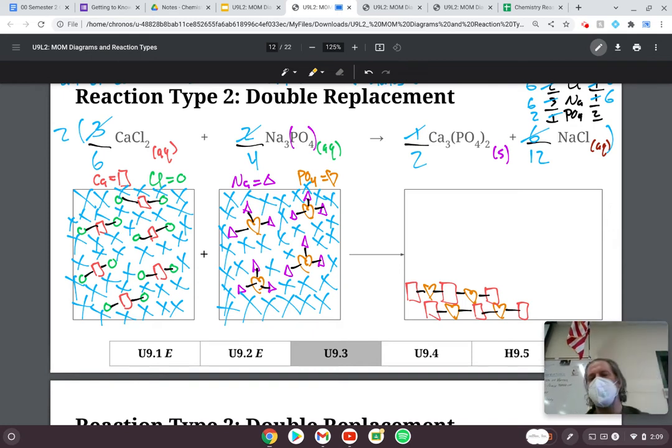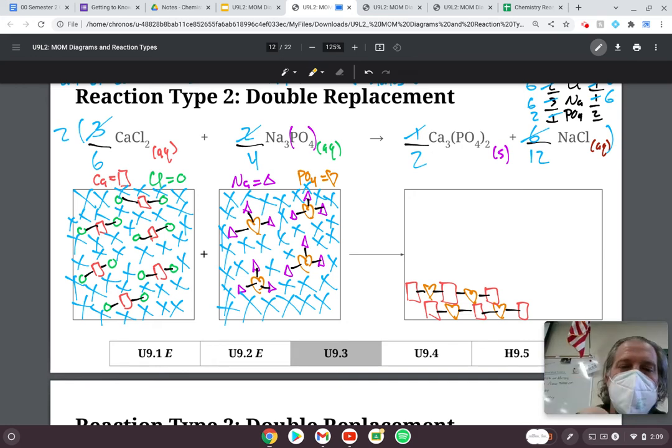Now, the reason why I showed these offset is because one of the rules that we have for drawing model of matter diagrams is we generally don't put shapes of the same shape next to each other, if we can avoid it. So in this case, what I've tried to show is that the heart is touching a square, but it's not touching another heart. Does that make sense?